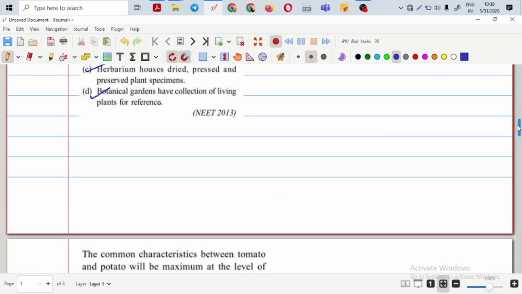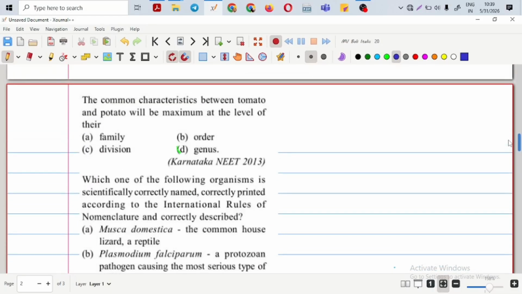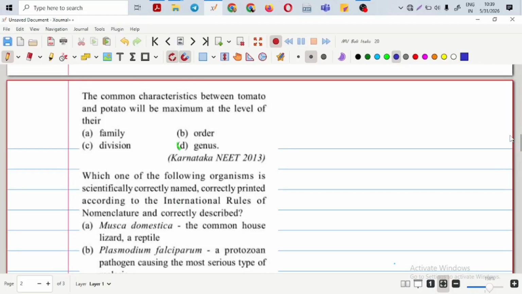This is again from NEET of 2013. Okay. Now, common characteristics between potato and tomato will be maximum at the level of their. See, this is a genus. They don't both have the same genus. Potato is Solanum tuberosum, and tomato's genus is Lycopersicum. So it is not genus. So it is again wrong.